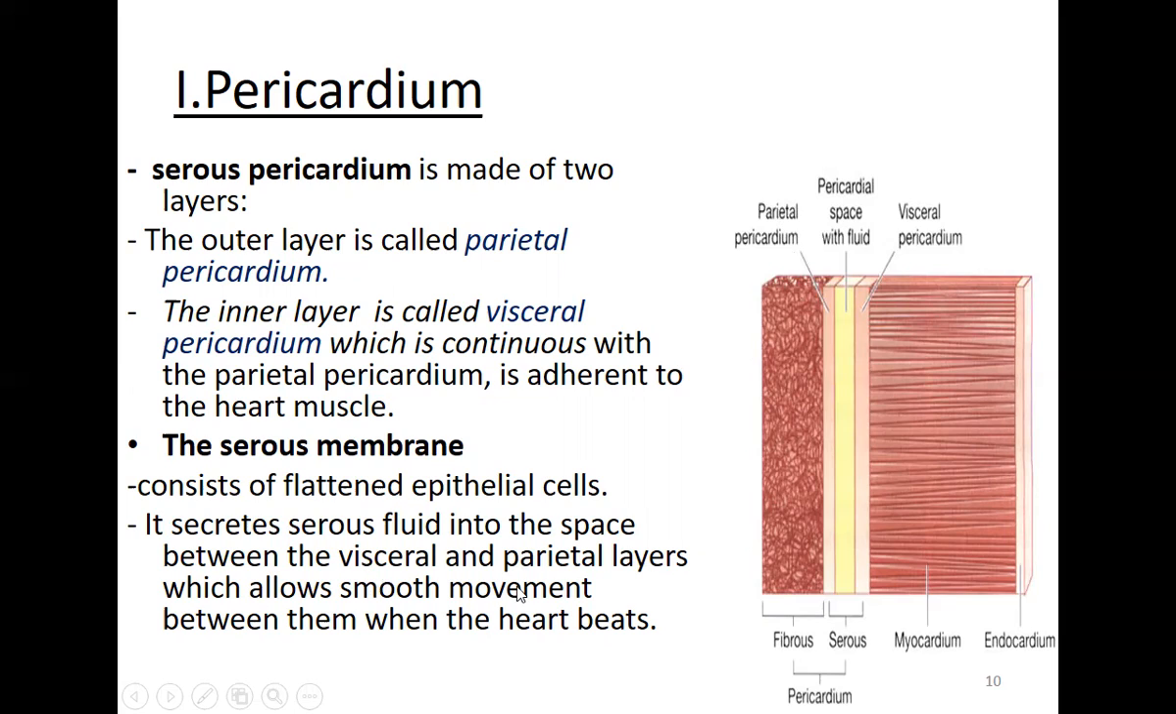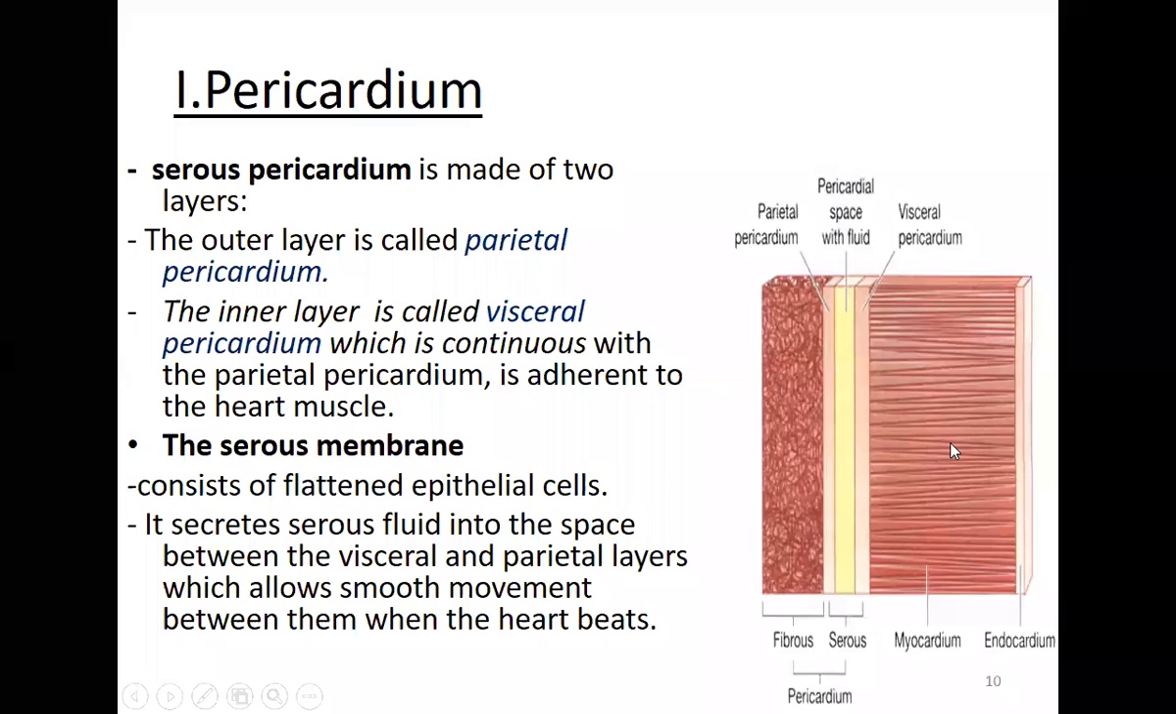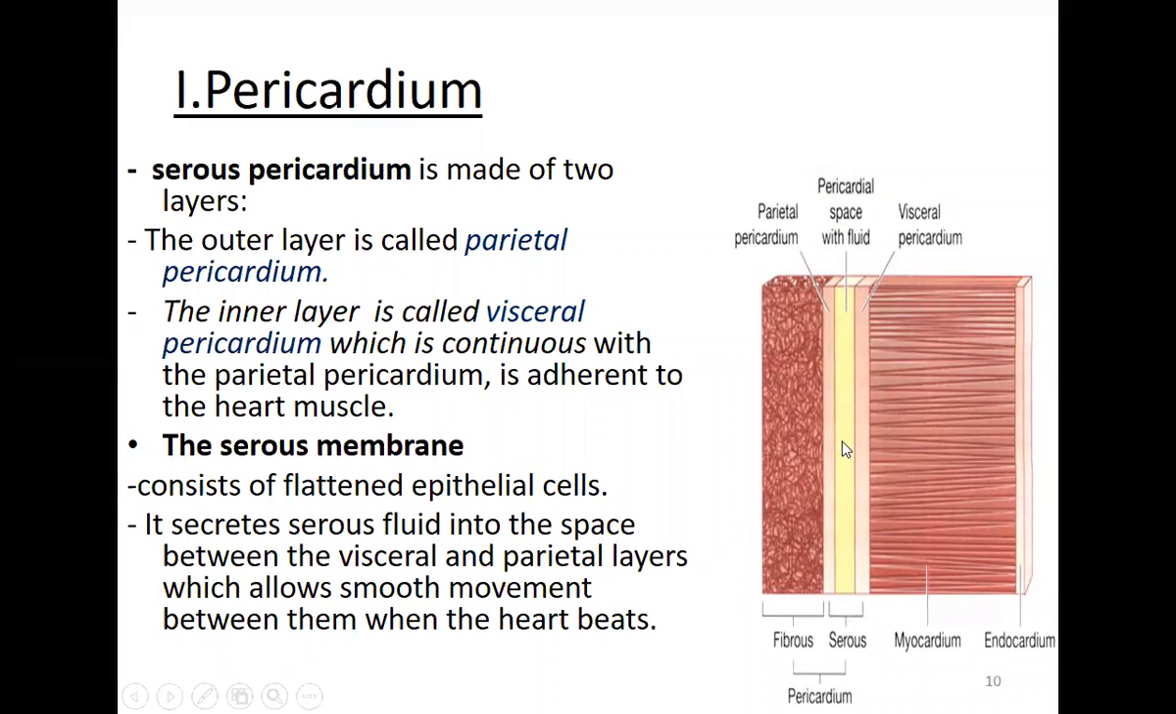This allows smooth movement when the heart beats. So when the heart is beating, these two layers don't touch because there is fluid, and it allows free movement of the heart whenever the heart beats. So it reduces friction between these two layers, so that the heart can beat easily. That is the function of the serous pericardium. Serous pericardium, as I said, has two layers, the visceral layer and the parietal layer. Fibrous layer is only one layer. So fibrous and serous together are called the pericardium.